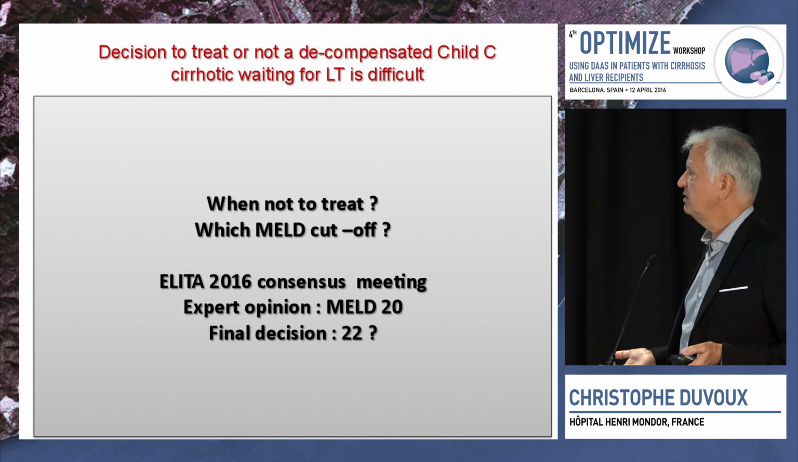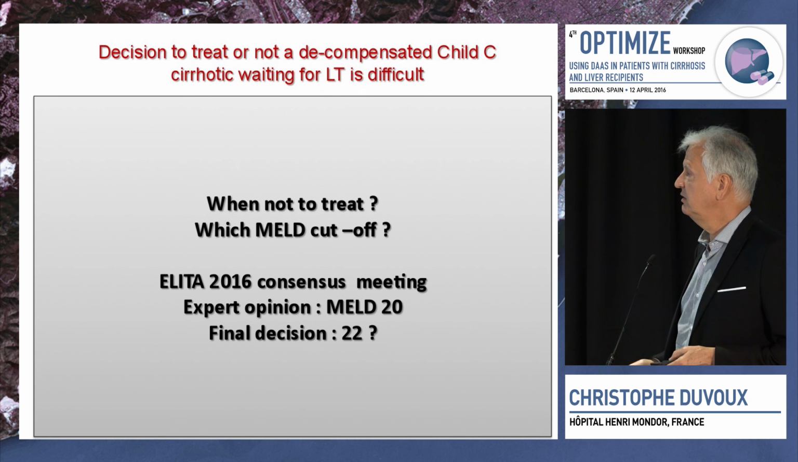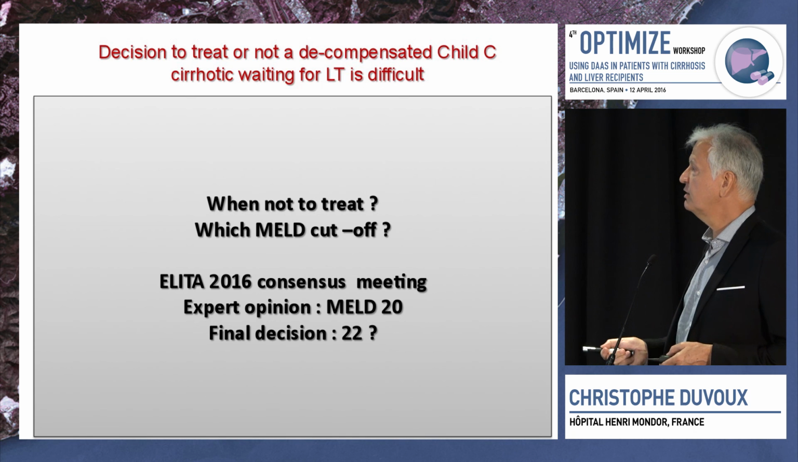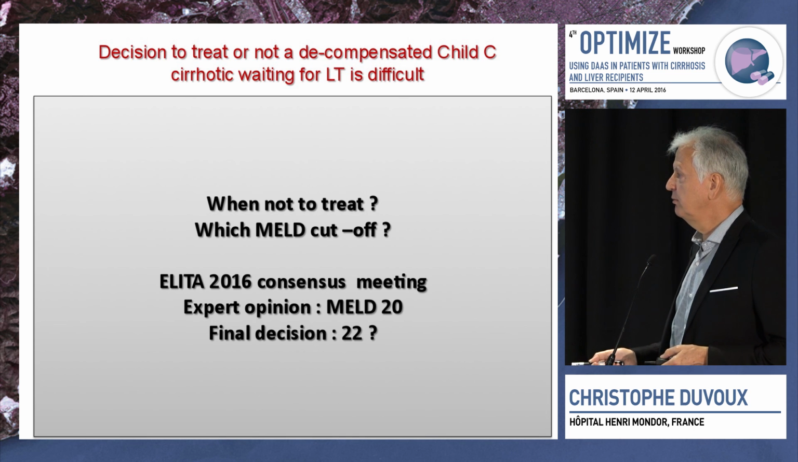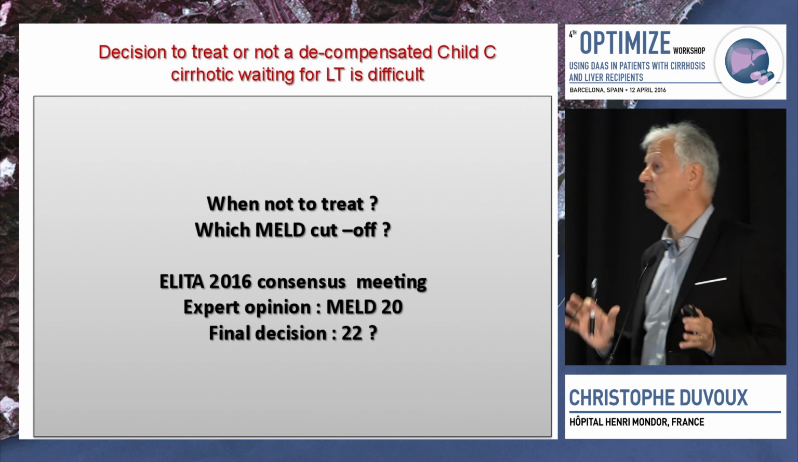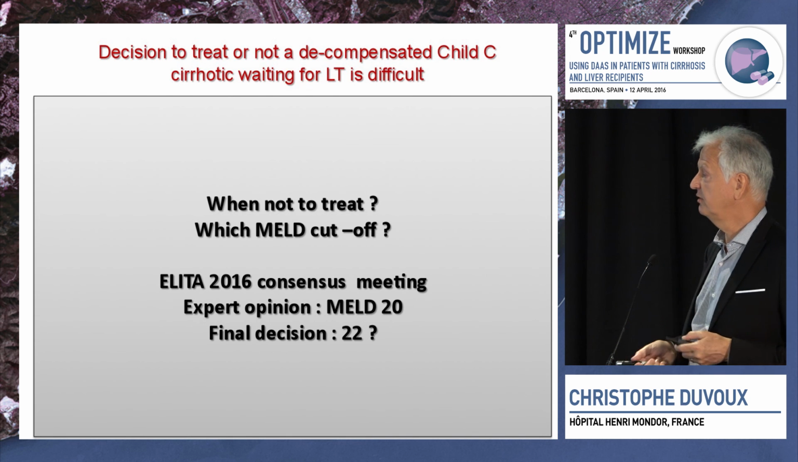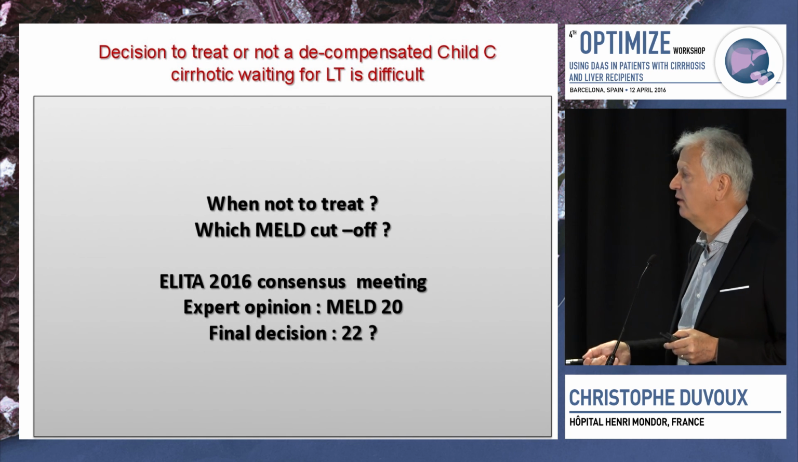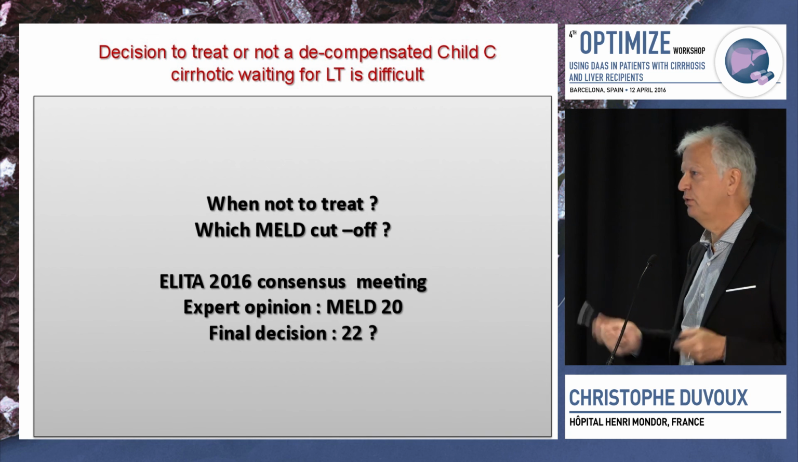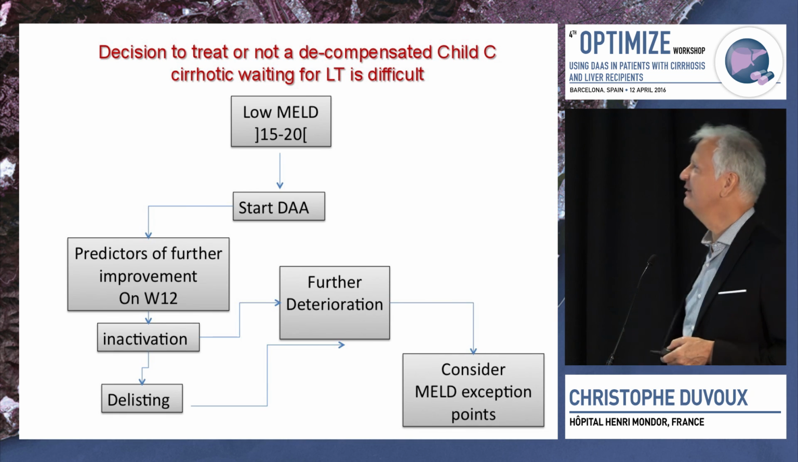And the question is when not to treat, which MELD cutoff to choose. We don't know exactly. We discussed that extensively 2 weeks ago at ELITA and during the consensus meeting. The expert opinions of the panelists suggest MELD 20. Maybe, as I showed you based on this clinical case, 22 would be an option because we have a 20% chance to get an improvement in those patients, provided the MELD score improves sufficiently. So somewhere around that, 20, 21, 22. We'll discuss that, but we refine the cutoff progressively.